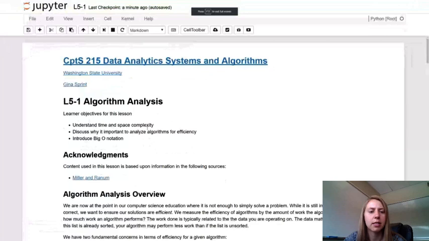So learner objectives for this lesson: understand time and space complexity, discuss why it is important to analyze algorithms for efficiency, and introduce and talk about big O notation.